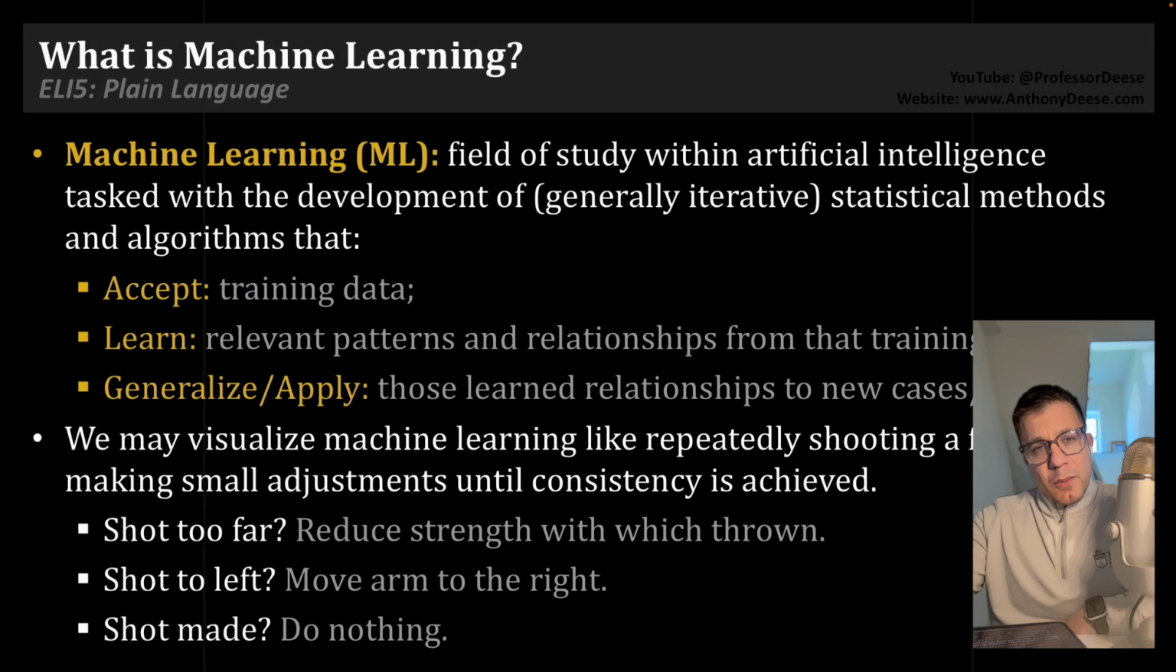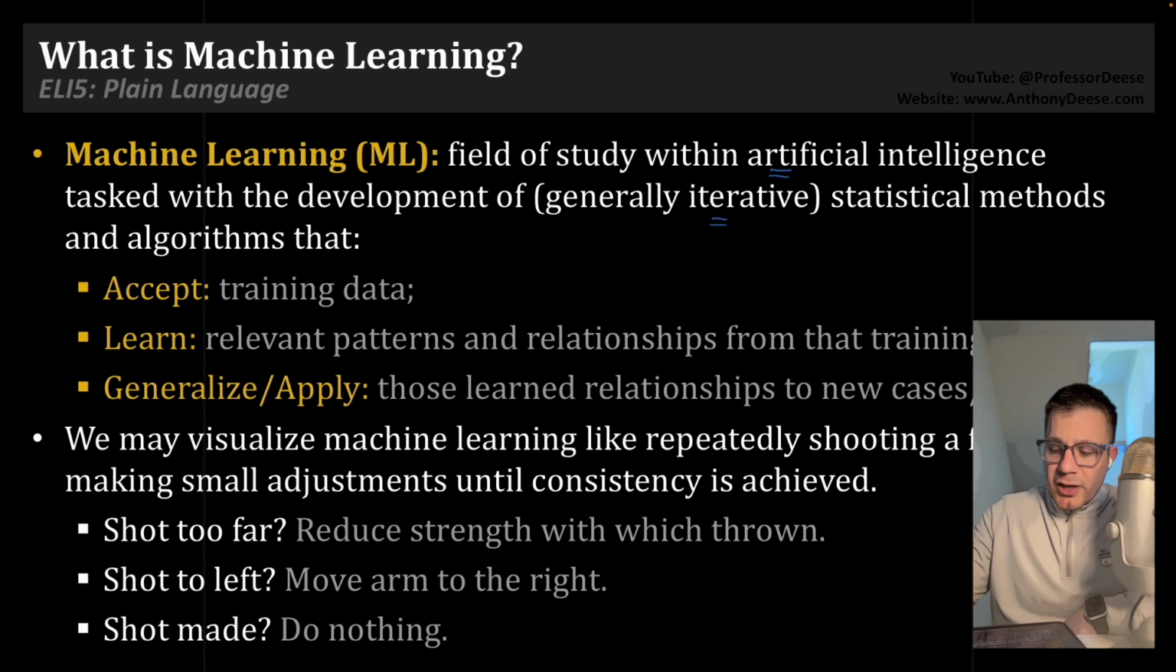And the first question that I want to address, it's one that we've addressed before, is what is machine learning? So there is a little bit of repetition here. Machine learning is a field of study within AI, tasked with the development of generally iterative, not always, but generally iterative, statistical methods and algorithms that accept training data, learn relevant patterns and relationships from that training data, as well as generalize and apply those learned relationships to new cases or new data sets.